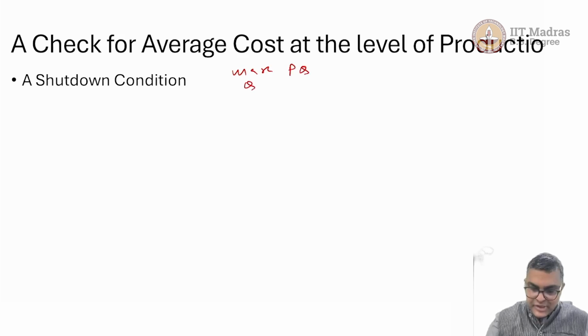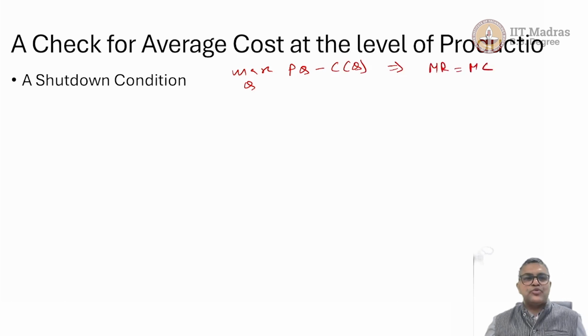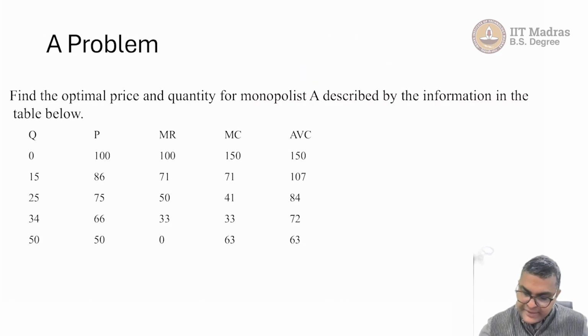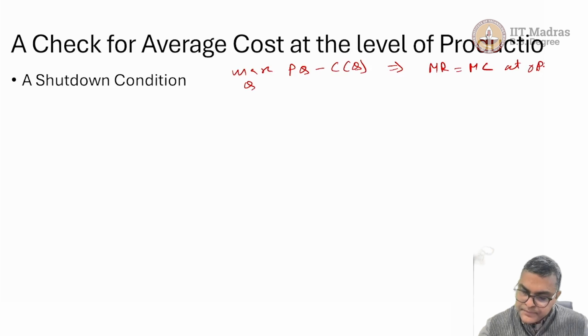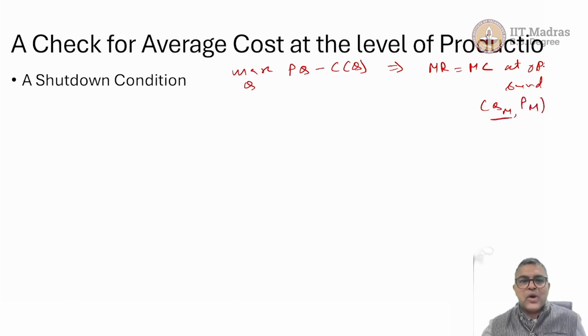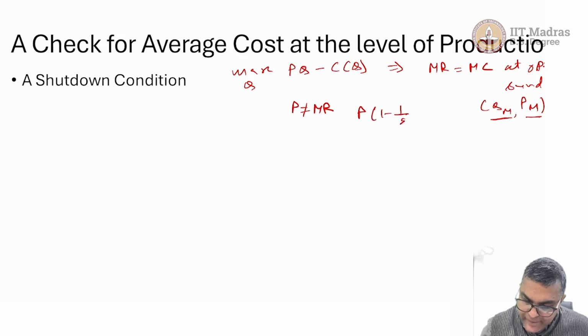We had P(Q), that is total revenue, minus C(Q), that is total cost, and from here what we figured out is that, like any firm, MR is equal to MC has to be true at the optimal bundle, that is (QM, PM), where QM is the quantity and PM is the price that the monopolist would set. We also figured out that in this particular case P is not going to be equal to MR. In fact, P multiplied by (1 minus 1/epsilon) is going to be equal to MC. That's what we have figured out at the optimal bundle.